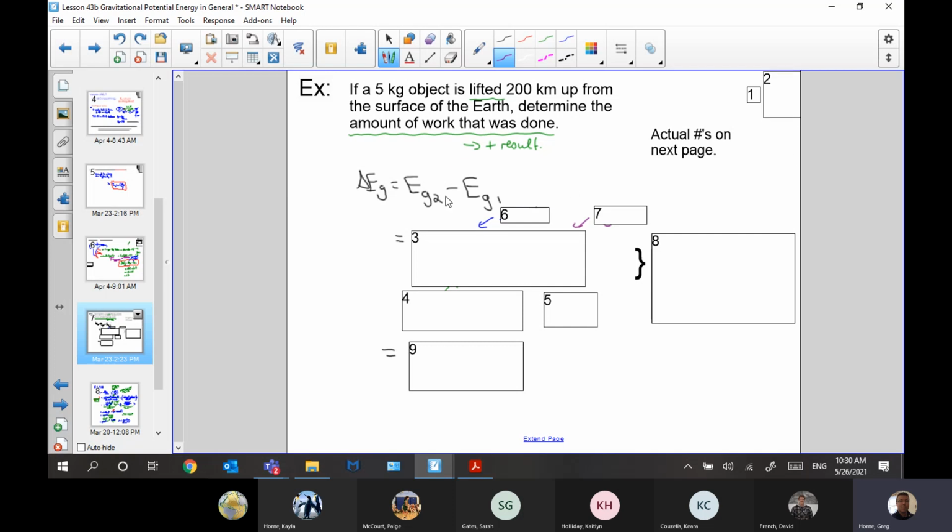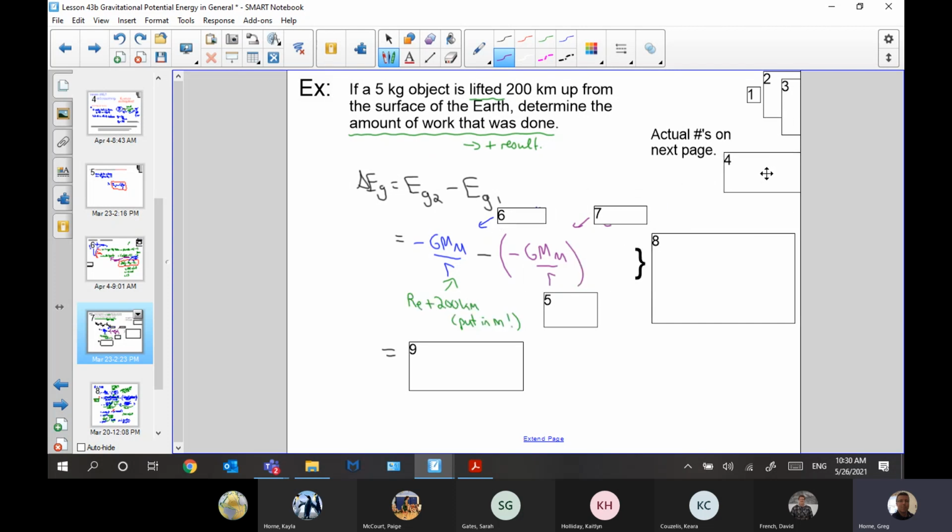The final gravitational potential energy minus the initial gravitational potential energy. So we're looking at a negative GMm over r, take away another negative GMm over r. This final position needs to be the radius of the Earth plus this 200 kilometers. This is just analyzing the idea of the values of these things. So there's the radius of the Earth plus the 200 kilometers. This one's just the radius of the Earth.